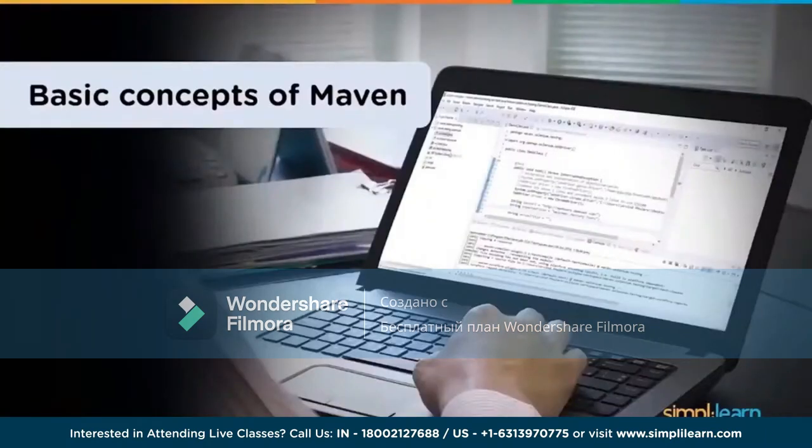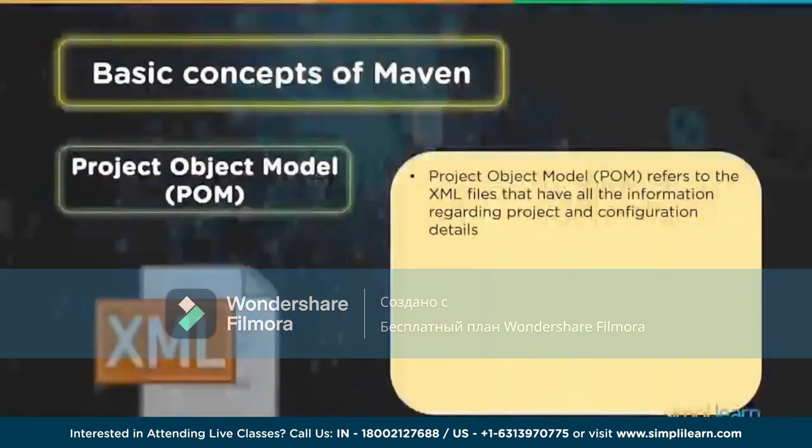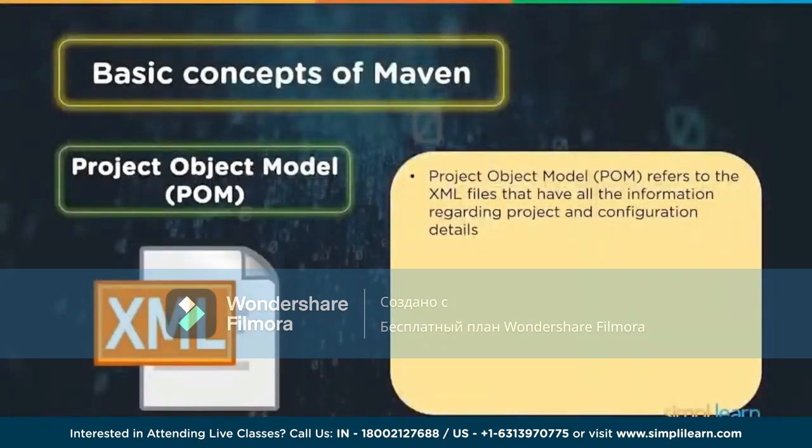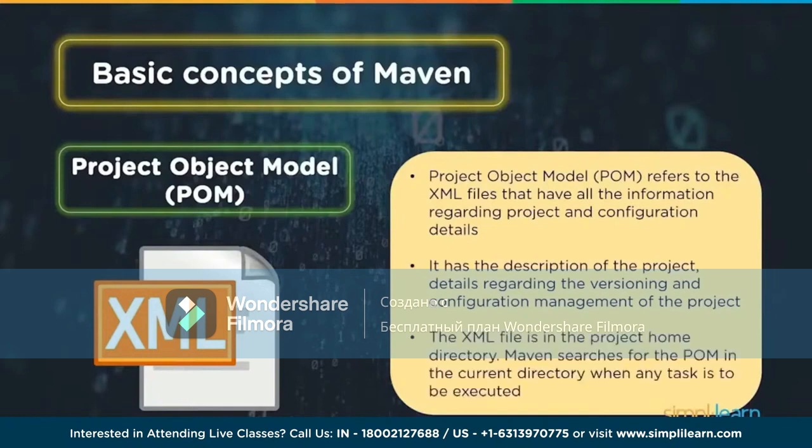Right, now what are the basic concepts of Maven here? For the first one, we have the project object model. The project POM refers to the XML file which has all the information regarding the project, how this particular project should be built, and how the different build processes should be automated. It also has a description of the project and details regarding versioning. This XML file is in the project home directory.